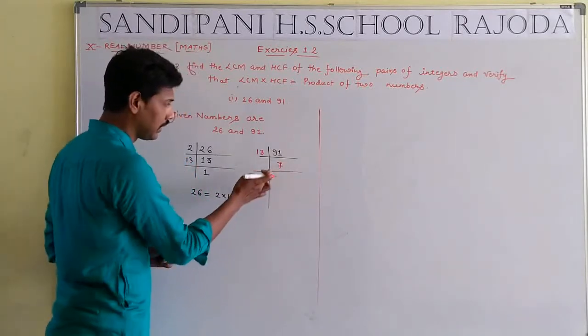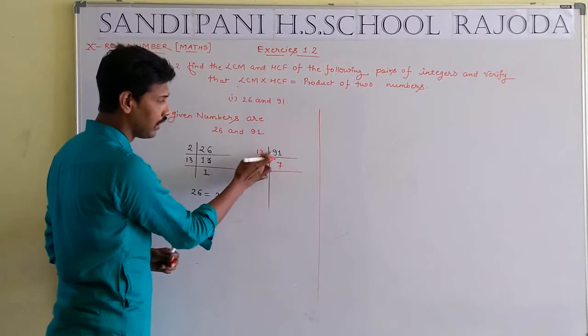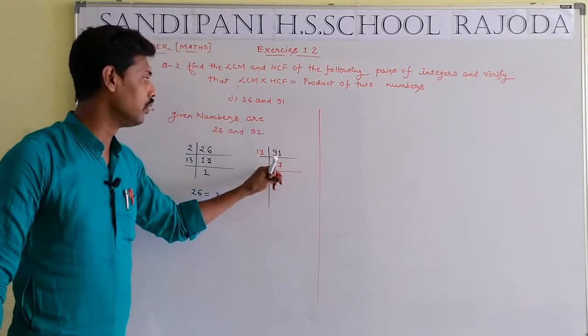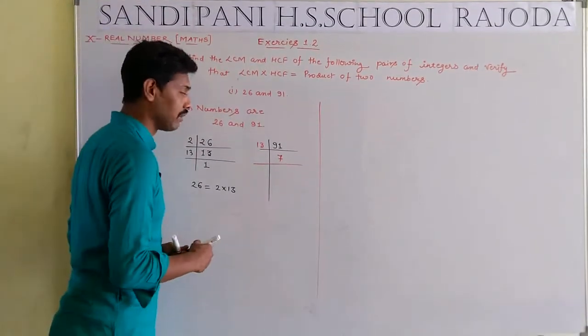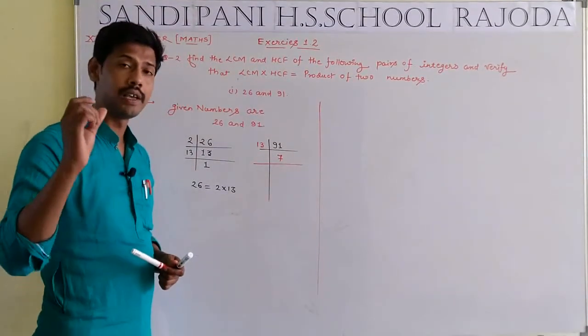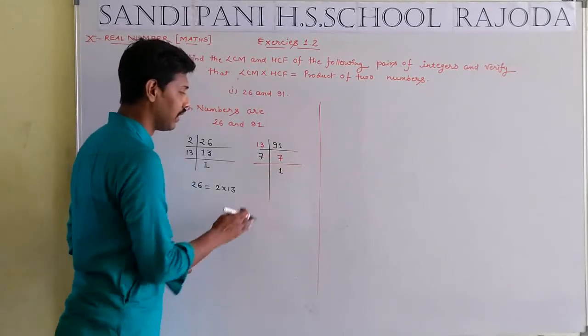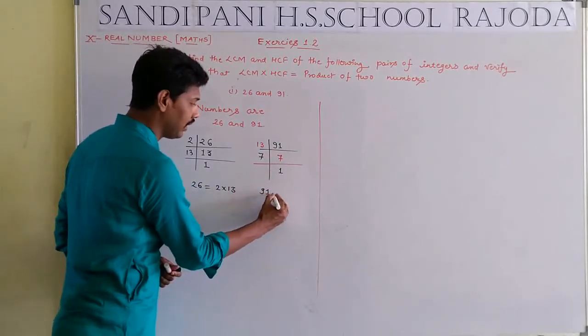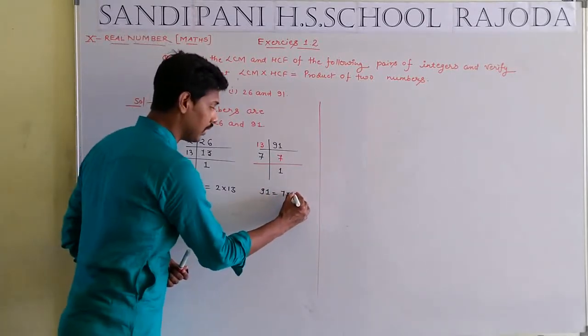Let's cross check. 7 3s are 21, carry 2, 7 1s are 7 and 2. That means 13 into 7 will be equal to 91. Now, 7. What is the mean of the 7? 7 is again a prime number. That means 7 1s are 7. We can write 91 equal to 13 into 7 and 7 into 13.